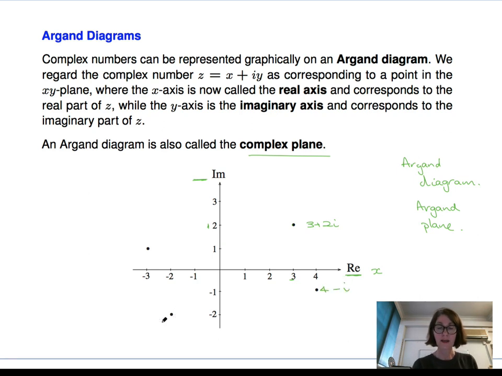This point here, it's minus 2 on the real axis, and it's minus 2 on the imaginary axis, and this one here is minus 3 on the real axis and 1 on the imaginary axis. So it's pretty easy to read off the points in the complex plane. So you're thinking about the real coordinate being along the horizontal axis and the imaginary coordinate being on the vertical axis.